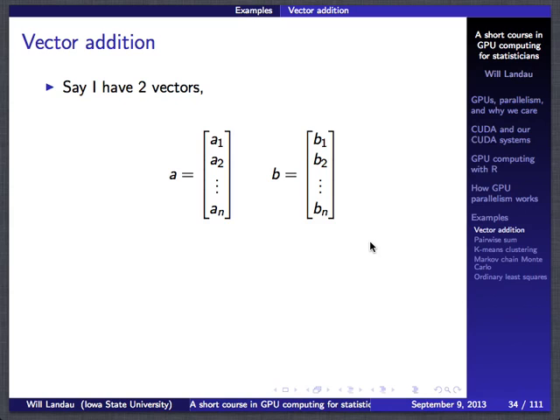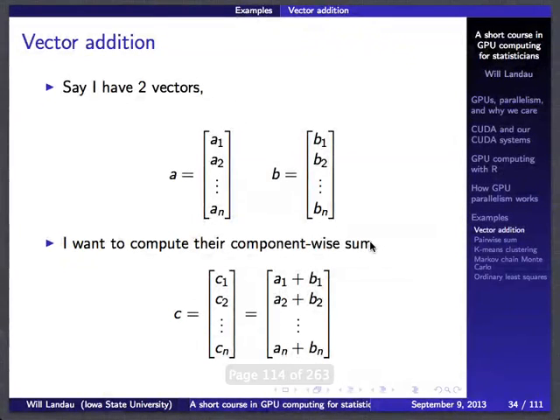So, vector addition. First example. I have two vectors and I want to sum them up component-wise. Like this. So each C sub i is A sub i plus B sub i. Pretty simple, right?